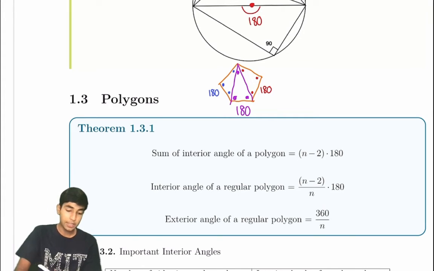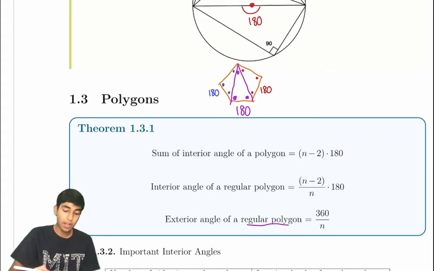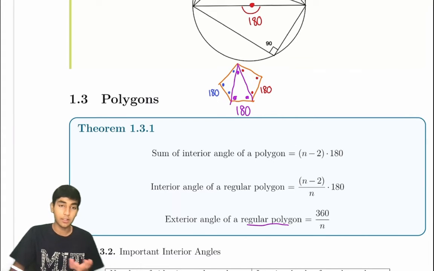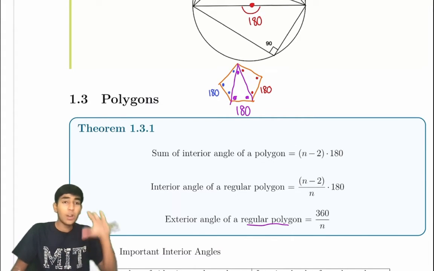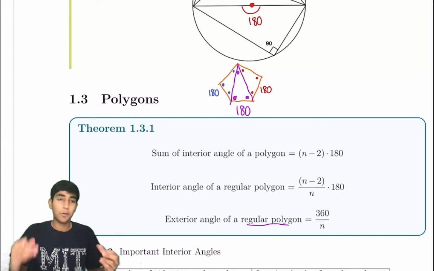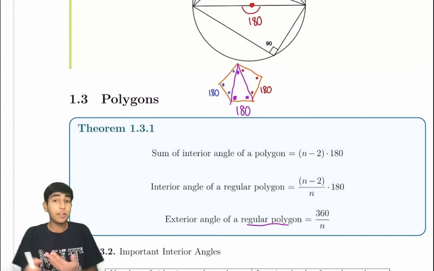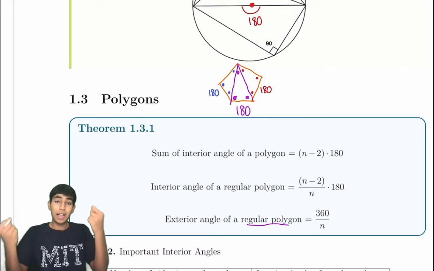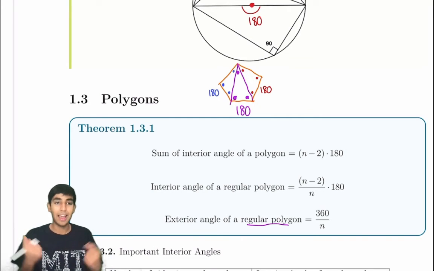And another cool property is that the exterior angle of any regular polygon with n sides is 360 over n. So if we have a 20-sided polygon, 20 is a big number, right? Exterior angle, super easy to find. Just 360 divided by 20. Simple as that.